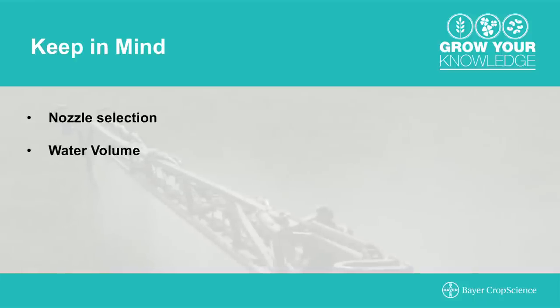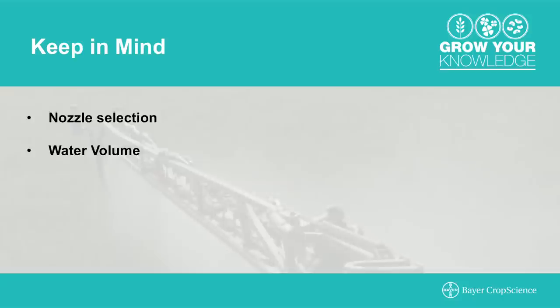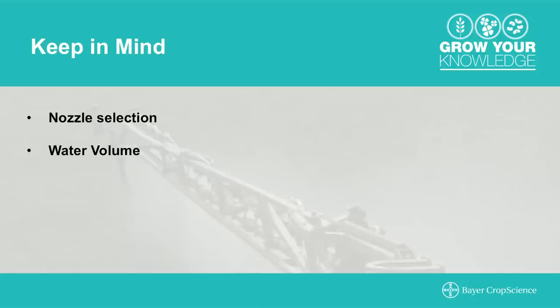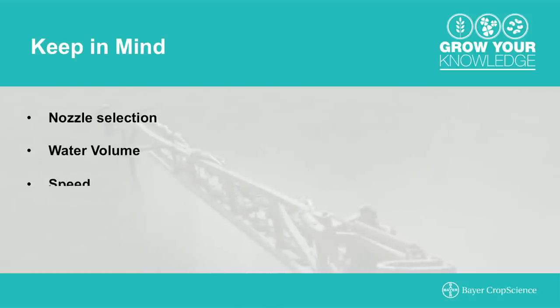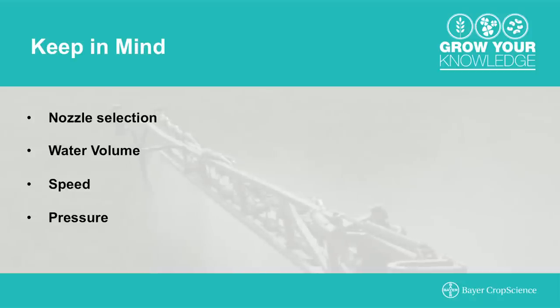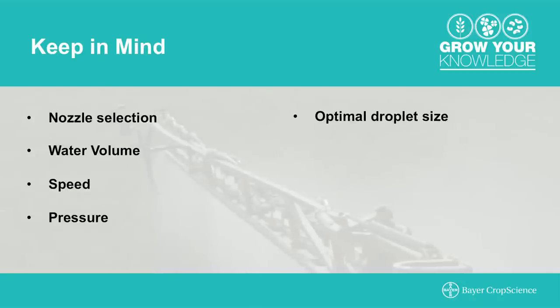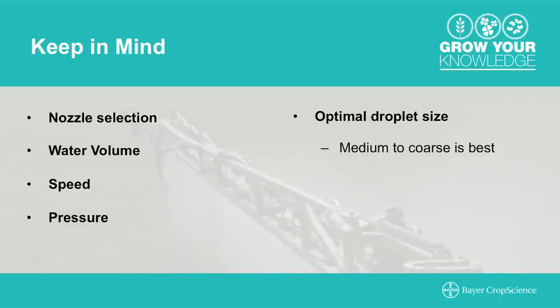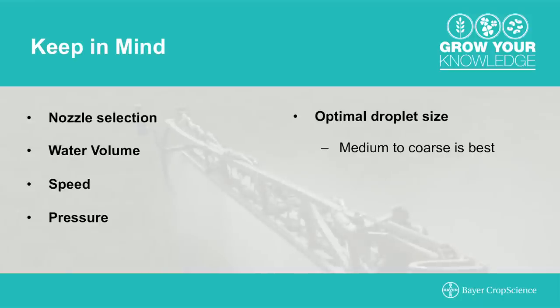However, ensuring we have proper water volumes is also really critical. 10 gallons is usually the absolute minimum we will go with. However, we have seen that moving up to 15 gallons is going to allow a better opportunity to cover that wheat head. Now, once you have that nozzle and that water volume, you got to make sure you adjust your nozzle size, your speed, pressure, etc., all those application parameters so that you are getting that optimal droplet size for landing on that wheat head. For example, a medium to coarse droplet is the best size that we recommend.